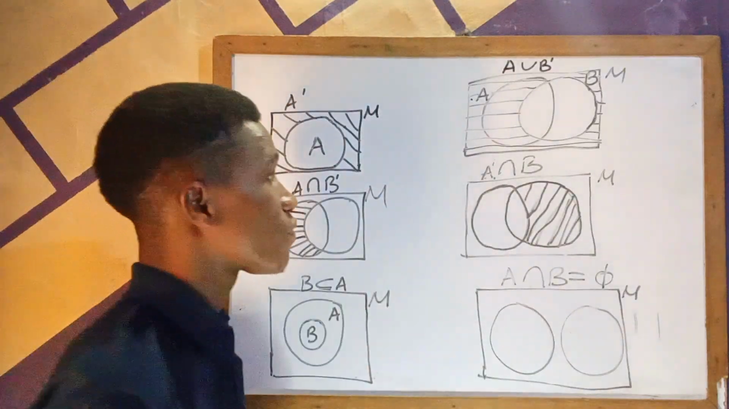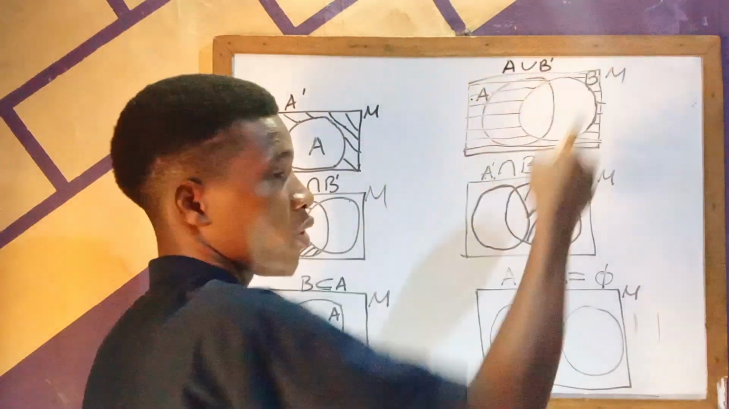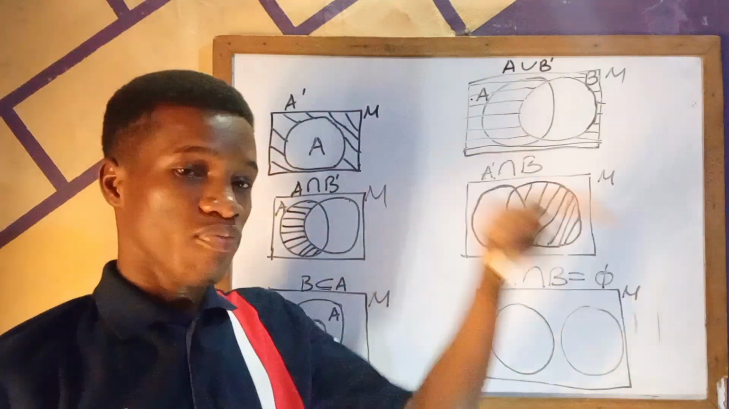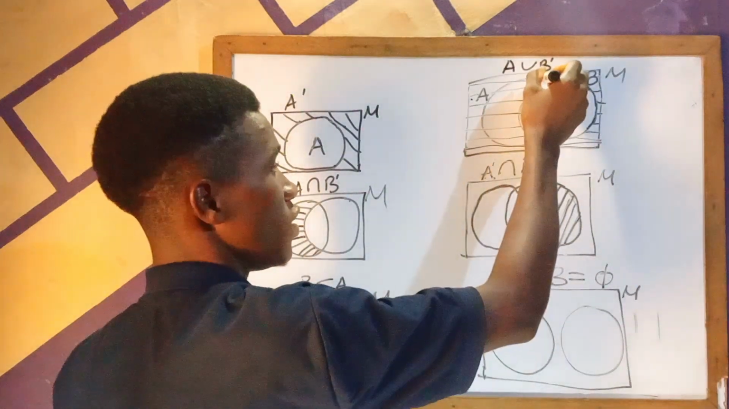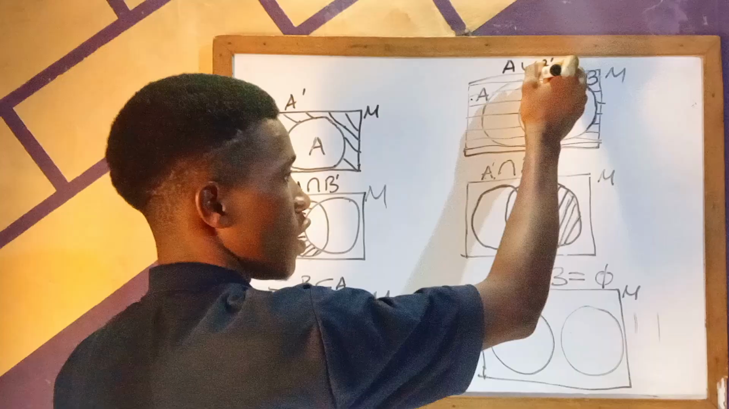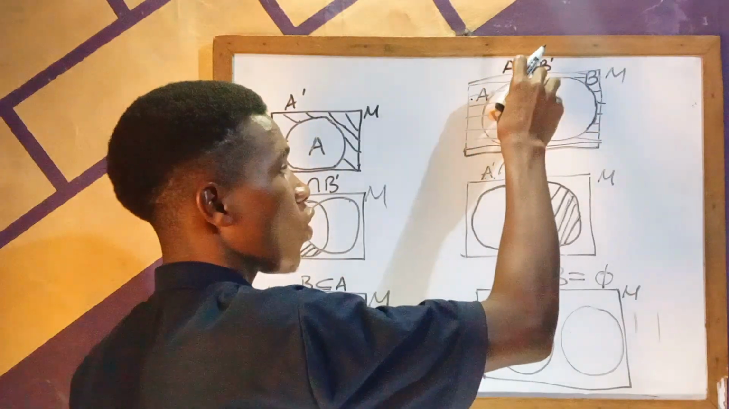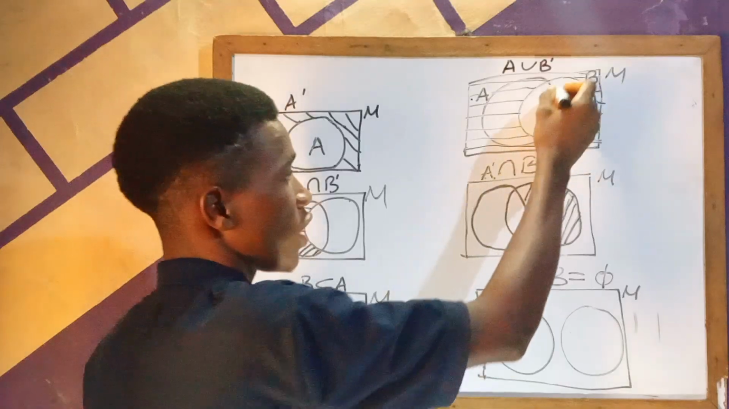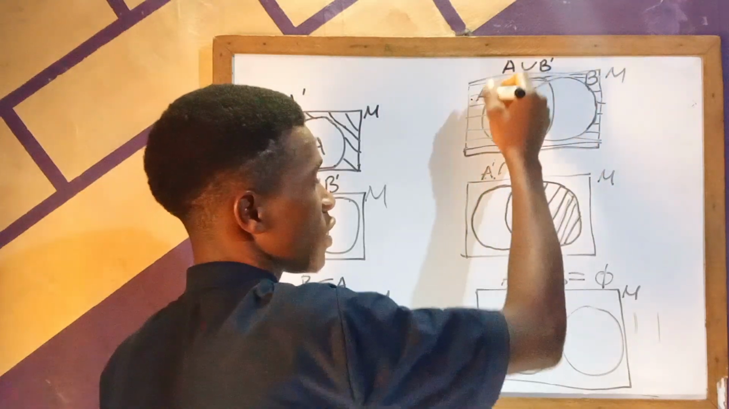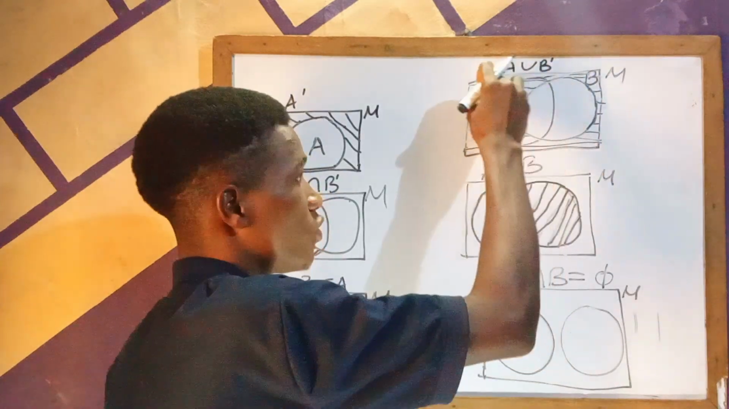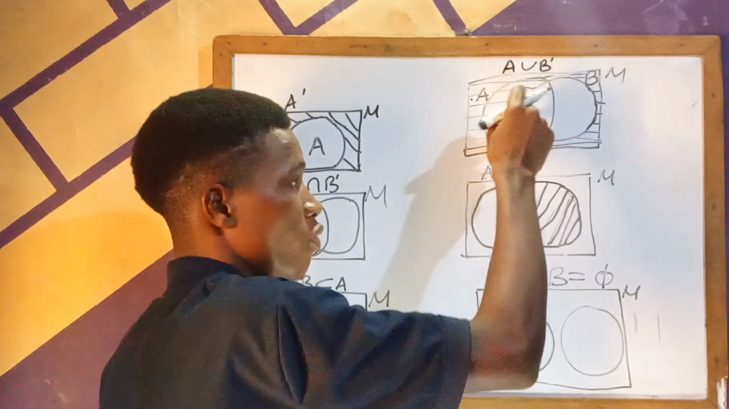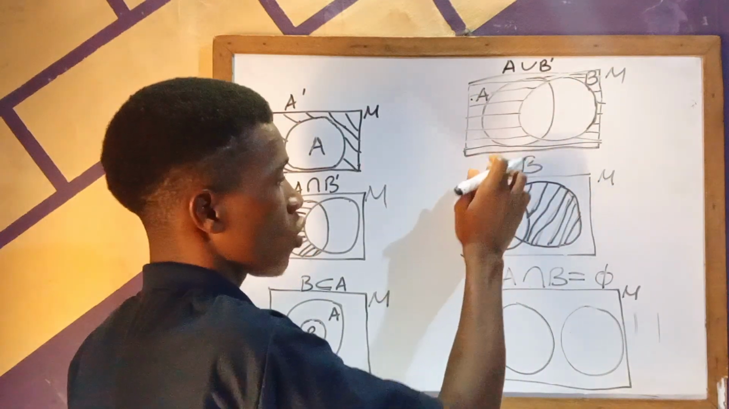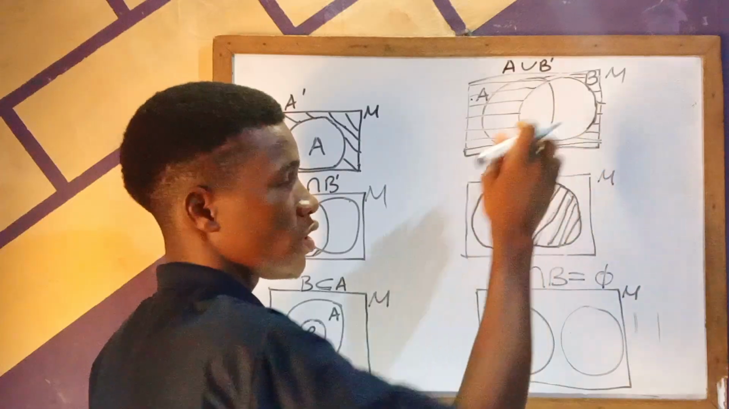Then over here we have A union B complement. That means the union of A and every element that is not in B. We know that A is this one here, but the union of A and B complement. You know what B complement is from here. It is all the part of the set except that one in B. Even some of them that are not in A but are in B complement are part of the union. So here we have A complement intersection B.